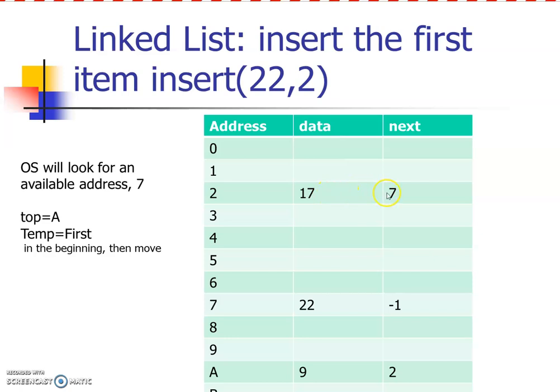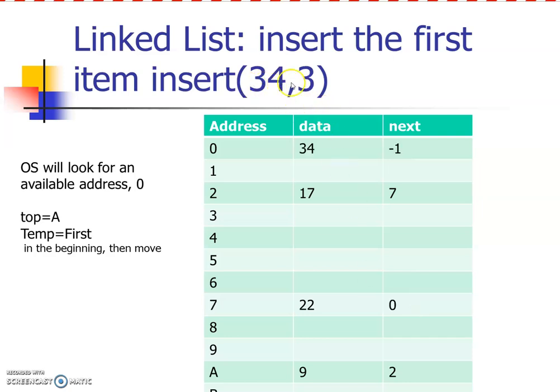The important thing is this: if we try to insert one more item, the operating system will randomly select a location that's available. So say in this case address 7 is the location. The next part of the second item will be 7, so it will link to this location. 22 is here, indicating this is the end. So you can see that we insert the items one by one, linked to each other.